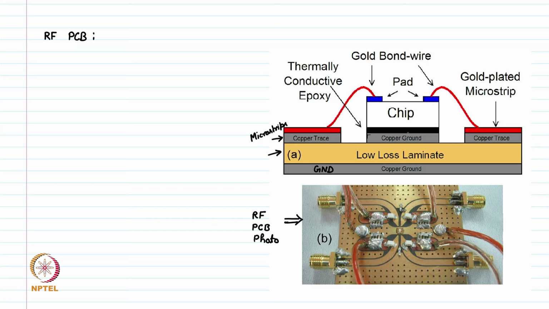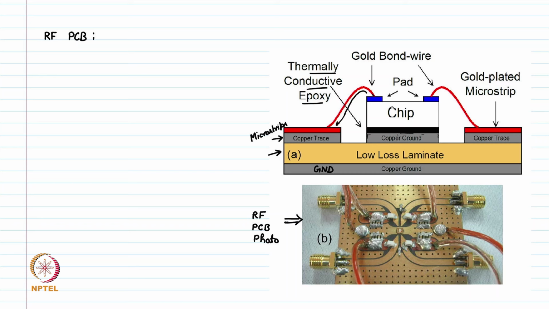And in the middle we have this copper ground plane, over which the chip is pasted using thermal conductive epoxy, because we need to maintain the temperature within the limit. So we use thermal conductive epoxy so that the heat generated within the chip will be dissipated. And the connection we make using these gold bond wires from the pad to the traces. So this is how the chip is actually put.